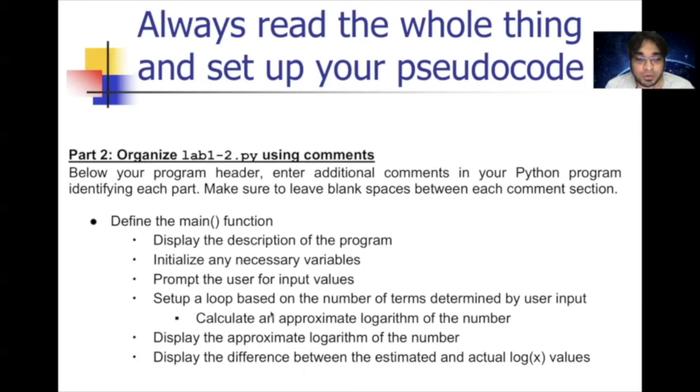And then we set up a loop based on the number of terms determined by the user. Inside the loop, we iteratively, meaning step by step, figure out the terms one by one and add them up to a total. Finally, we will display the approximate logarithm for that number, and at the very end, we're going to display the difference. Okay, so this is the main workflow.